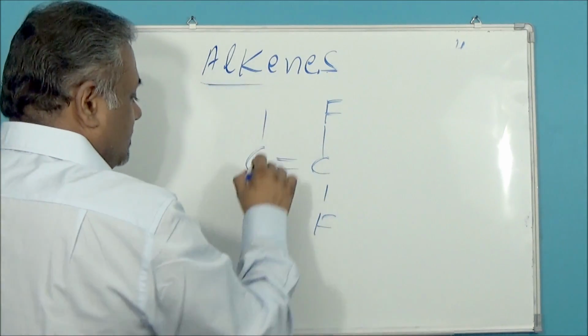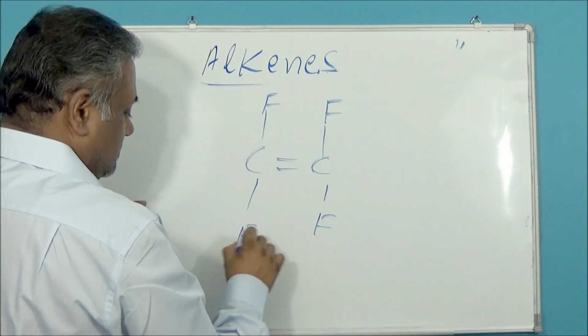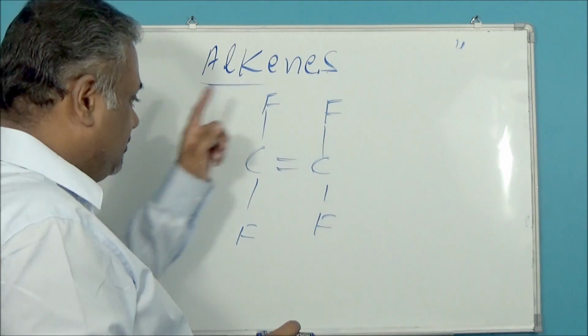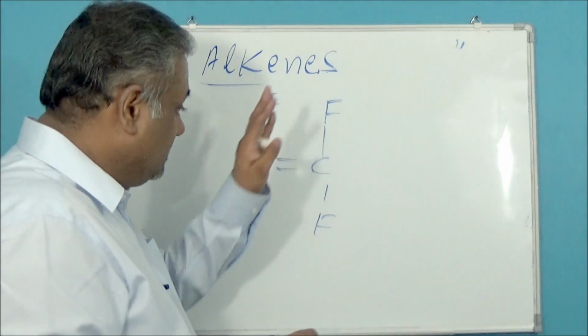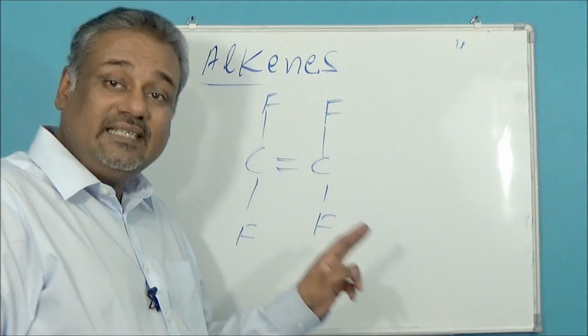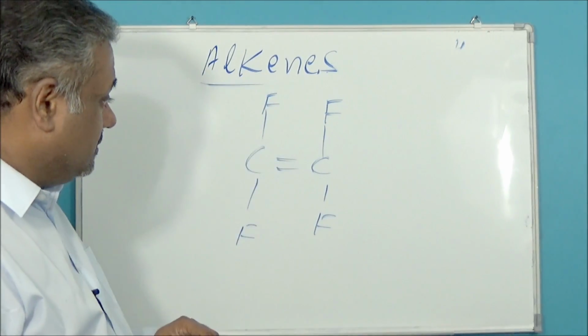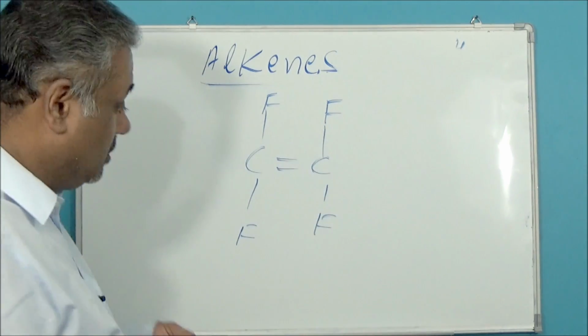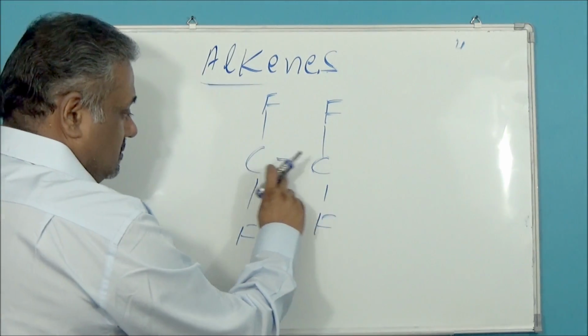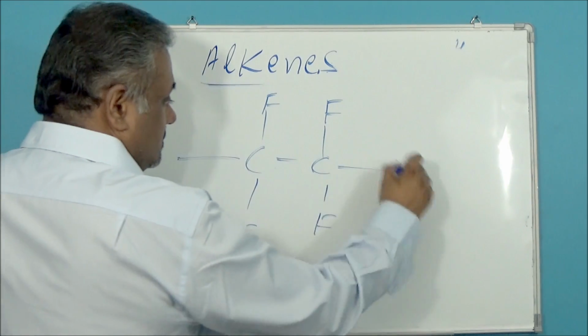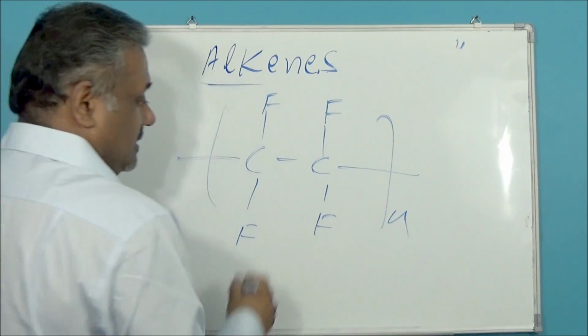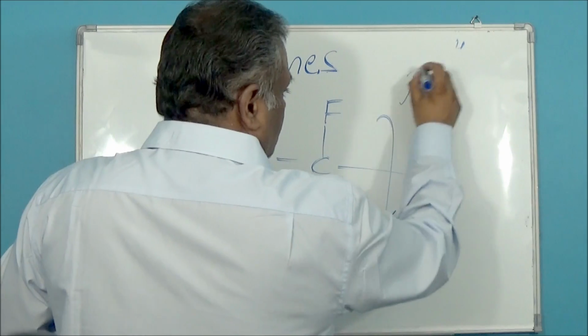Try to give me the name of this monomer. It has 2 carbons and 4 fluorine. This is tetra. Tetra means 4. Tetrafluoroethene. Now, if I make this into a polymer, all I have to do is remove this. There you go. This is the polymer, and this is called Teflon.